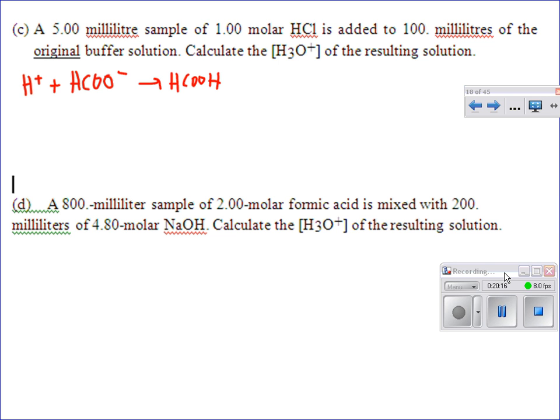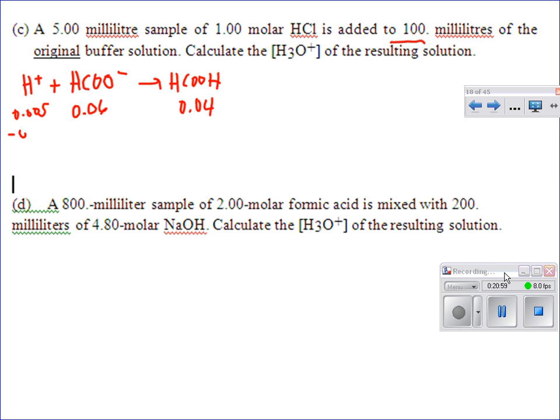So we have a stoich table here. We need moles. So H plus is 5 mils, which is 0.005 liters times 1 molar, 0.005. We're taking 100 mils of the original buffer. And what was the concentration of the formate? 0.6. So 0.6 times 0.1 from here is 0.06. And then 0.04 from the original buffer times that same 100 or 0.1 is, 0.4 times 0.1 is 0.04.